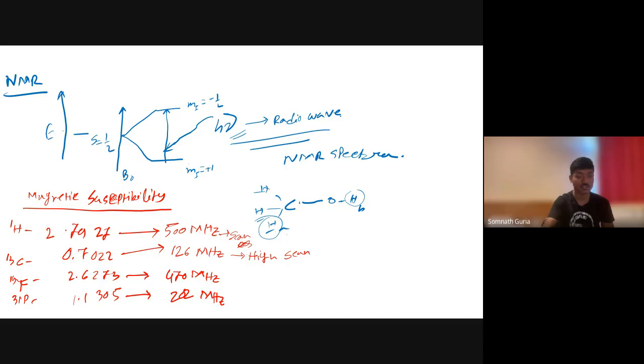Okay. And the phosphorus, we don't need that much of scan. It's near about the proton. If you scan 20 or 50 times, then you will get very good data for the fluoride. And the phosphorus we need a little bit higher scan, but lesser than the carbon.